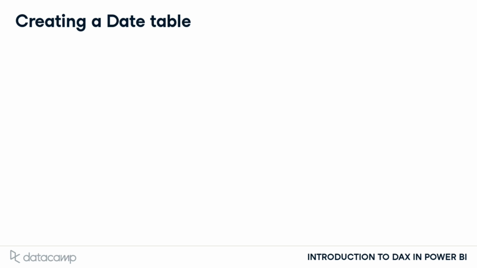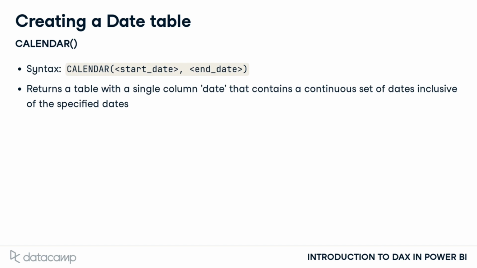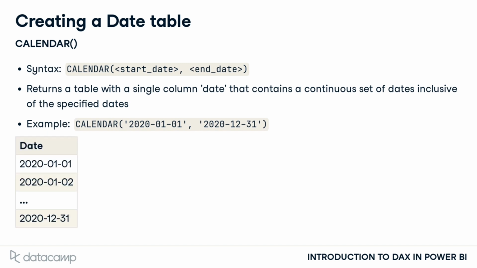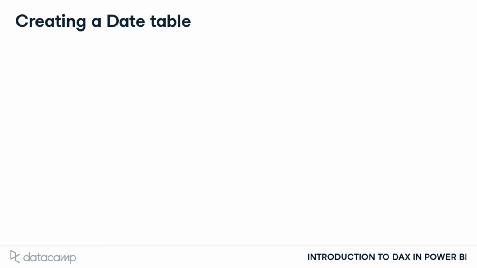In DAX, there are two ways to achieve this. First, we can use the calendar function. It takes two arguments, a start and an end date, and returns a table with a single column containing a list of dates inclusive of the specified dates. In this example, we are creating a date table for dates between 1st of January 2020 to 31st of December 2020. The other function we can use is Calendar Auto.